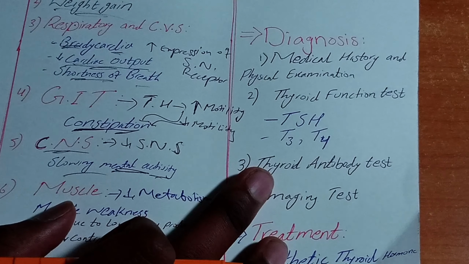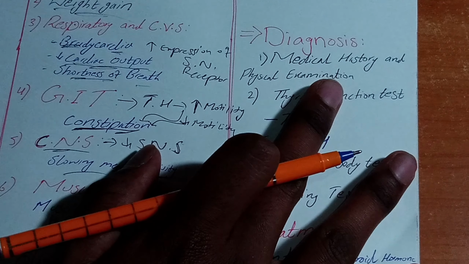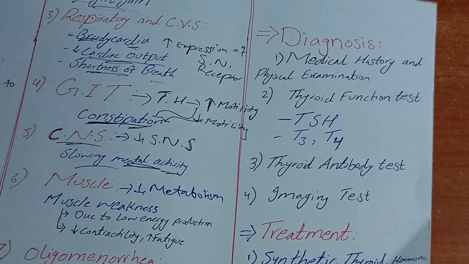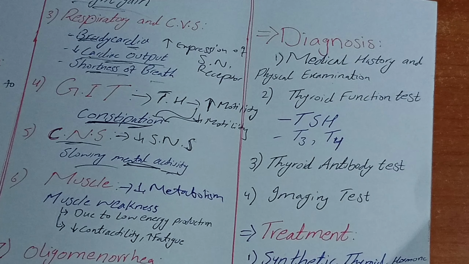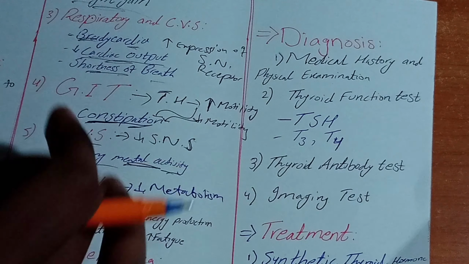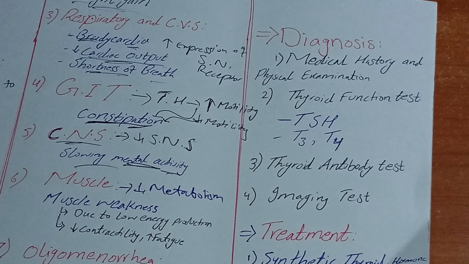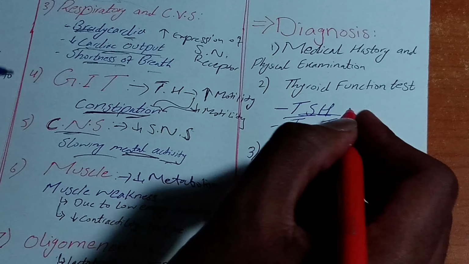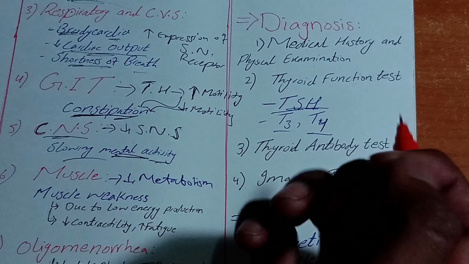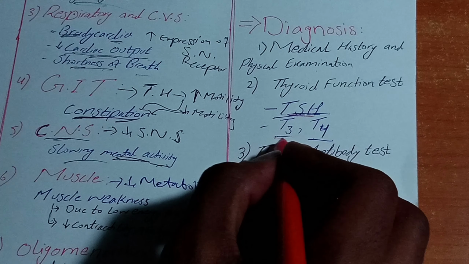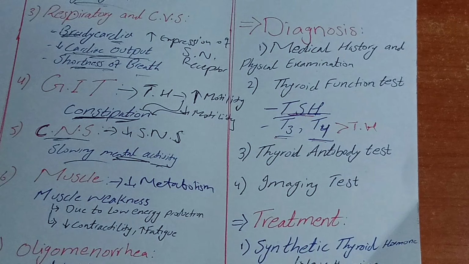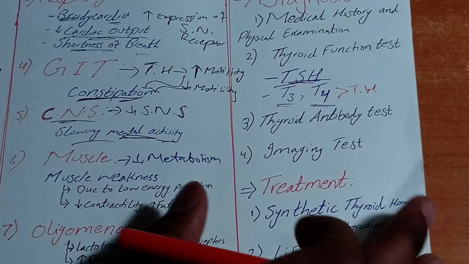Then come to diagnosis. For diagnosis, we have to take medical history and do a physical examination. We will evaluate all these symptoms in the patient, whether the patient has these symptoms or not. In this way, by physical examination, we can check whether the patient has hypothyroidism or not. The second most common test we can do is the thyroid function test. In the thyroid function test, we check in blood thyroid stimulating hormone and T3, T4, which are thyroid hormones. In this way we can detect thyroid hormone produced.